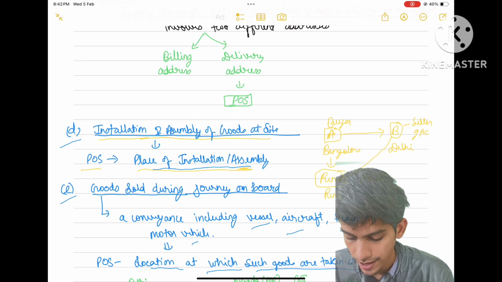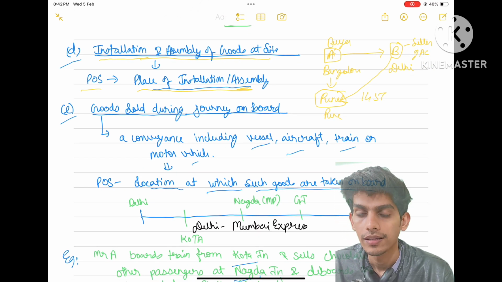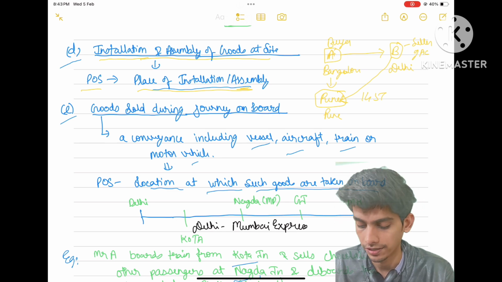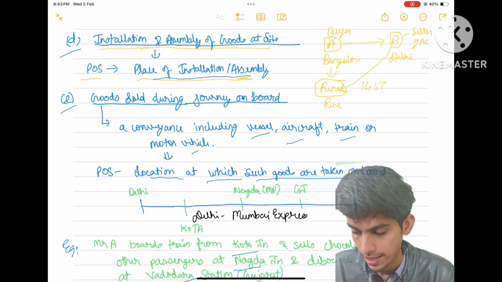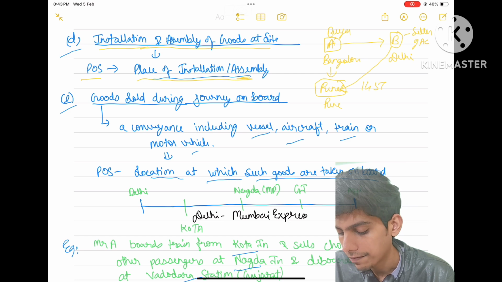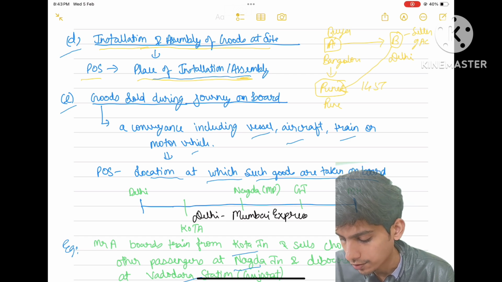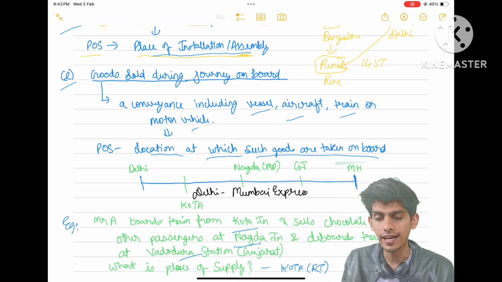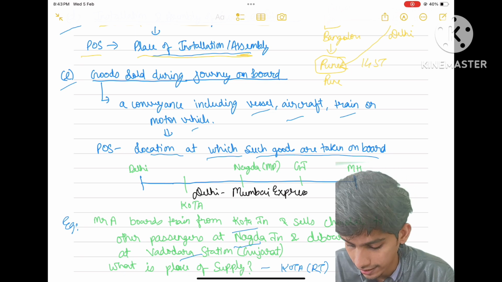Okay, now we have section 10 subsection 1 clause E, which is our last rule for goods. Then we will study services. So when goods are sold during a journey on board a conveyance including vessel, aircraft, train or motor vehicle, the place of supply will be the location at which such goods are taken on board. Let's understand this with an example.